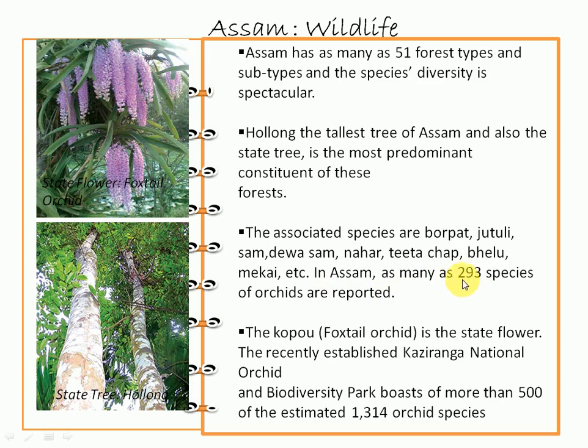In Assam, as many as 293 species of orchids are reported. The Kopou is the state flower. This is the image of it. And the recently established Kaziranga National Park Orchid and Biodiversity Park boasts of more than 500 of the estimated orchid species.